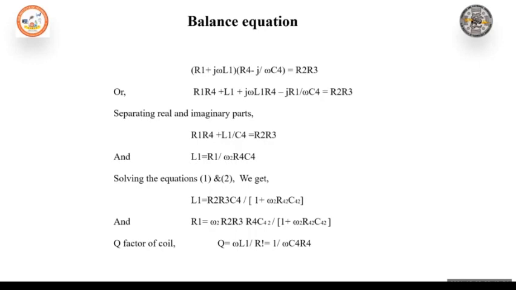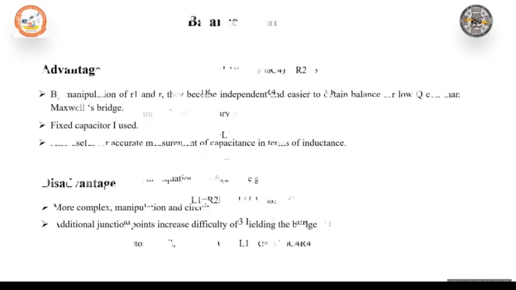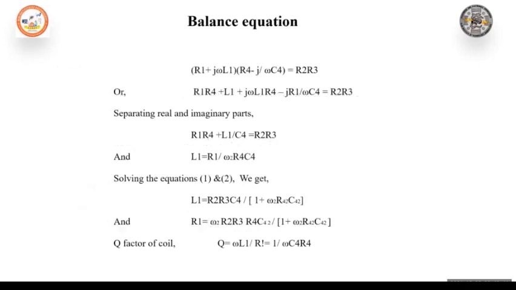Equating the real parts of both sides, Rx into R1 plus Lx by C1 is equal to R2 into R3. Now if I equate the imaginary parts of both sides, I get omega R1 Lx minus Rx by omega C1 is equal to 0. To obtain Rx and Lx, by solving these two equations, we finally land up with Lx and Rx.